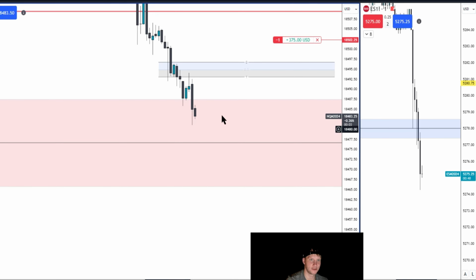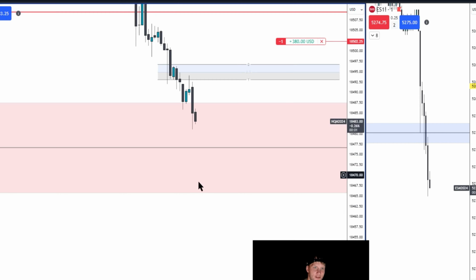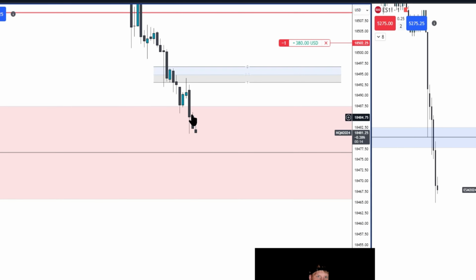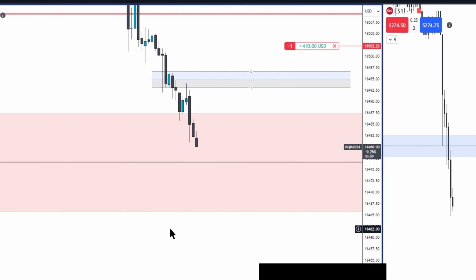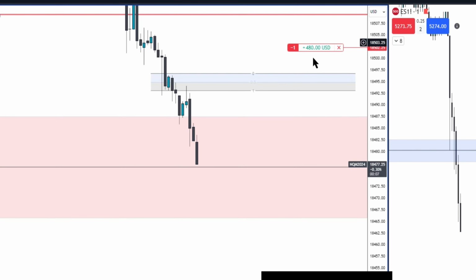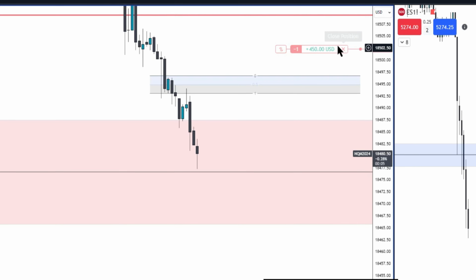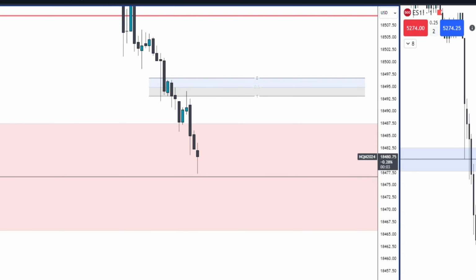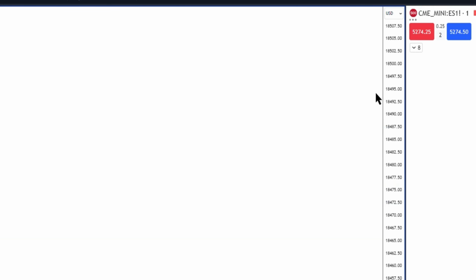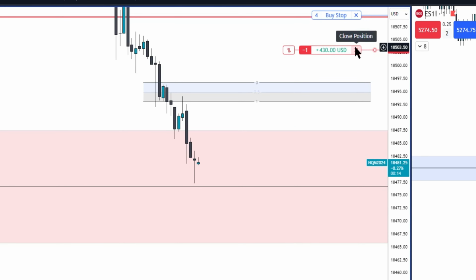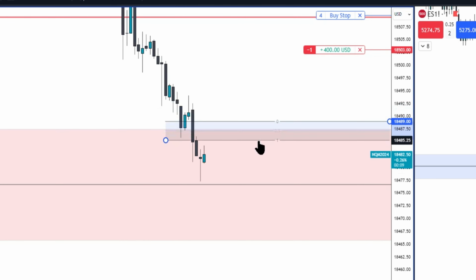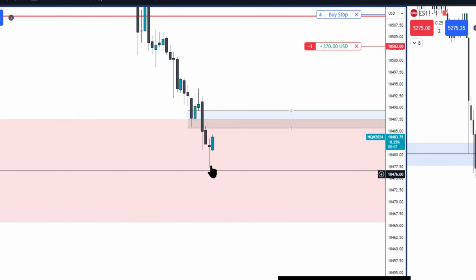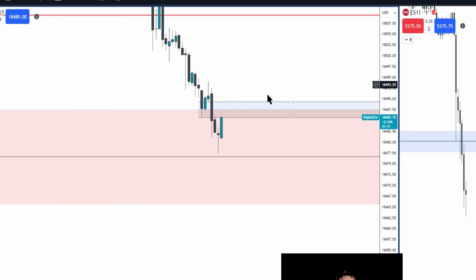I think this just shows the power of my redelivery zones here. I'm not using liquidity, no inversion fair value gaps, no reapers, no unicorns, no breakers, no mitigation blocks, just balance. All right, there's my profit target. I went ahead and exited in my live account there because the pullback could be pretty savage as it hits that zone, like to the tick. So I'm going to go and exit.